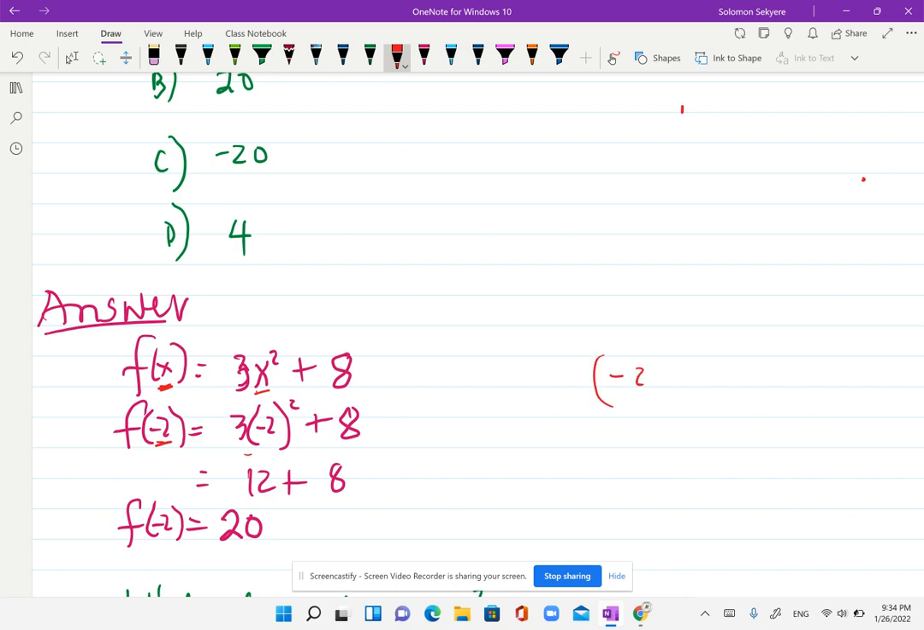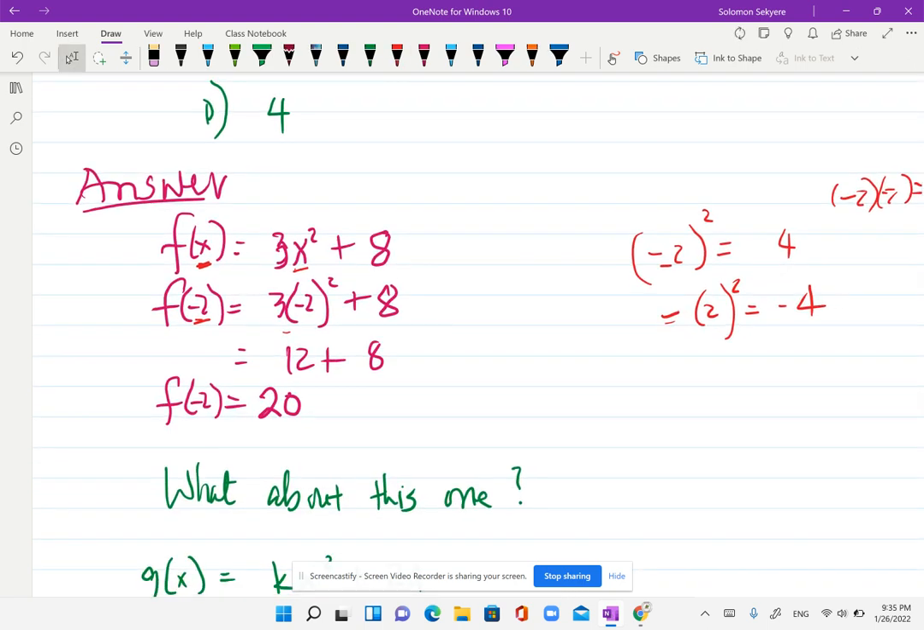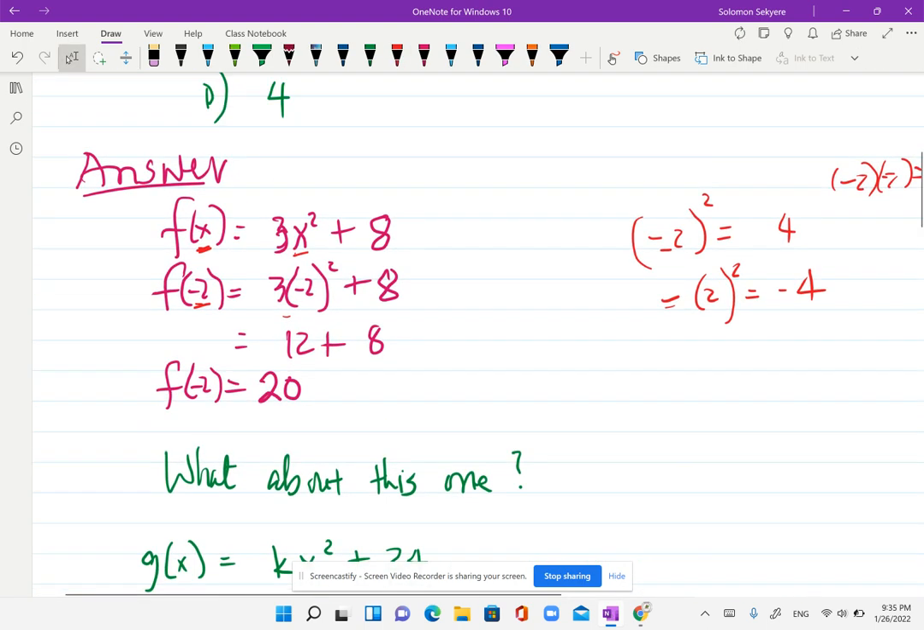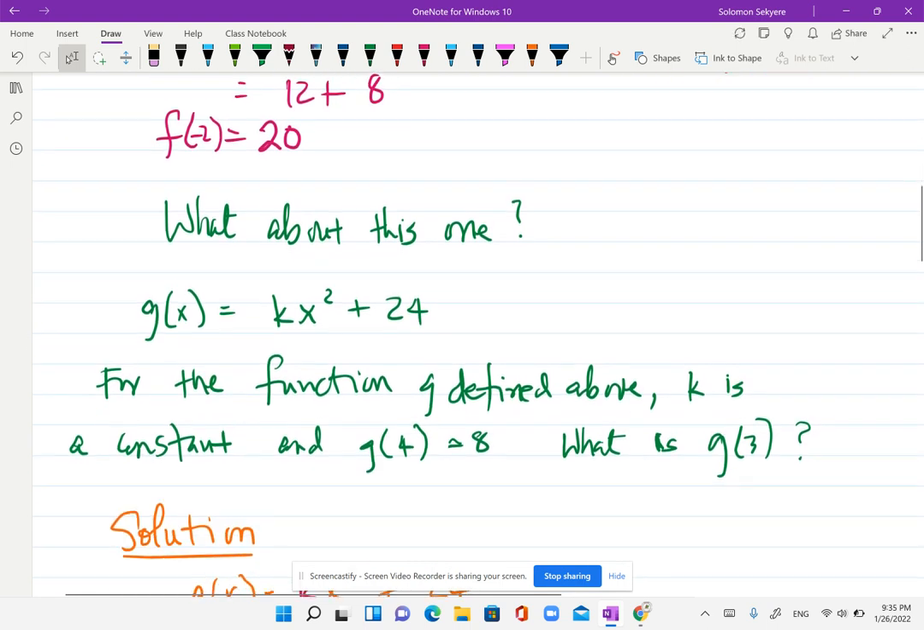Pay attention, negative 2 all squared is 4. Remember, negative times negative is positive. This is different from negative 2 squared, which is negative 4. See, the negative is outside. This one is inside the parenthesis. So this is 12 plus 8. This is 20.